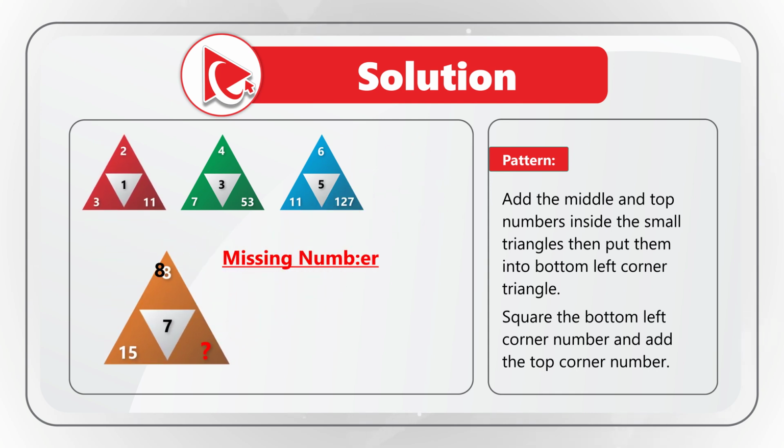First, let's add 8 plus 7, top and the middle numbers. 8 plus 7 equals 15. And you can confirm this calculation by looking at 15 in the bottom left corner of the triangle. 15 square equals 225. And then based on this information, to find the missing number, we need to add 8, which is the number in the top of the triangle, plus 225, which is the calculated number. So the final number will be 233.